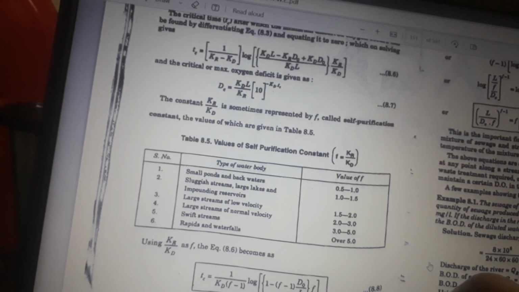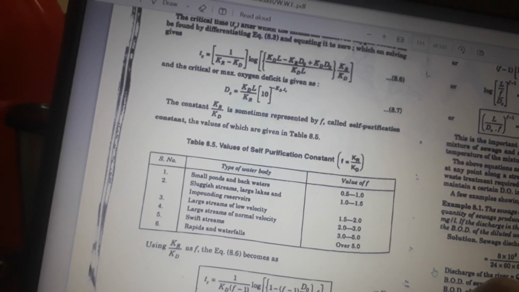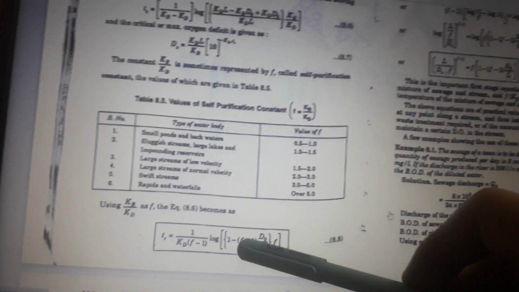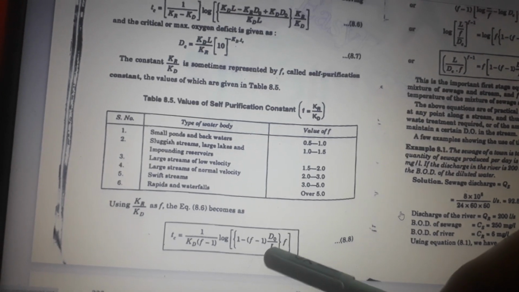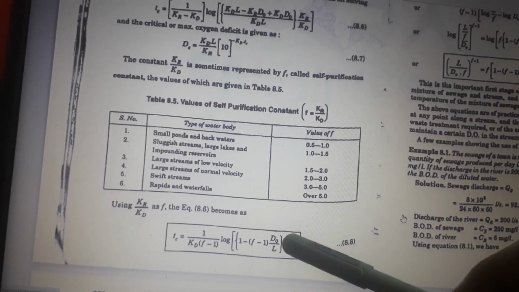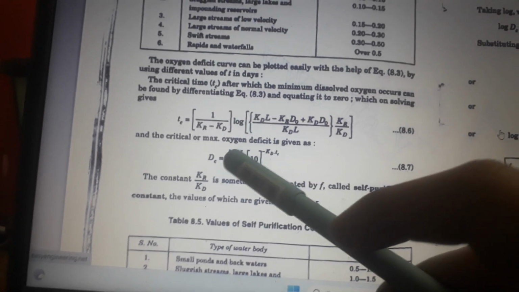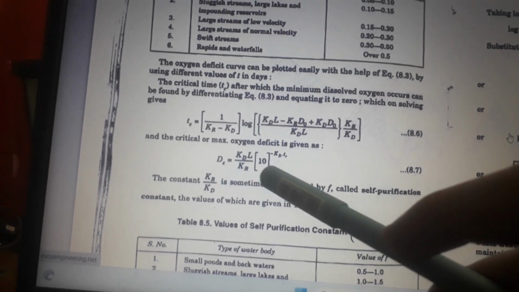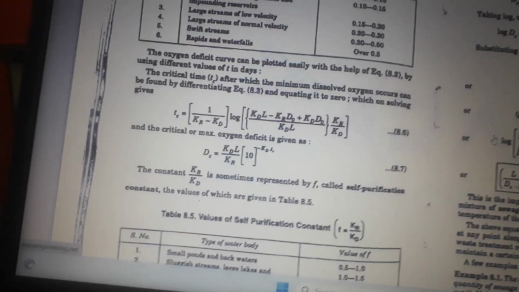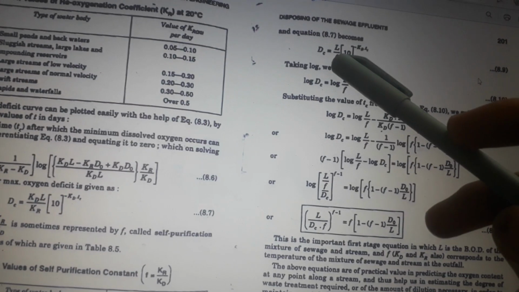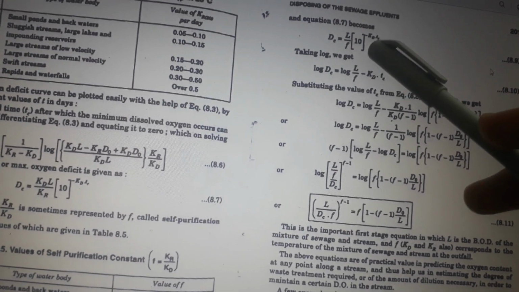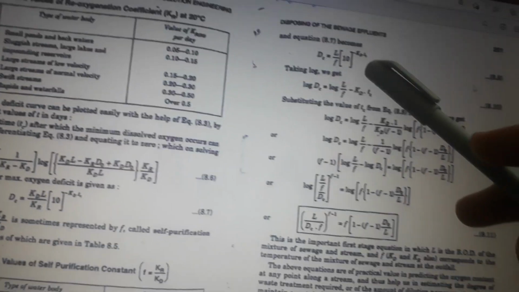Tc is equal to 1 by Kd into F minus 1 into log of 1 minus whole F minus 1 into d naught by L into F. From the equation dC is equal to Kd into L over Kr into 10 raised to minus Kd into T, dC is equal to L by F into 10 raised to minus Kd into Tc, from equation 8.7, that is this equation.